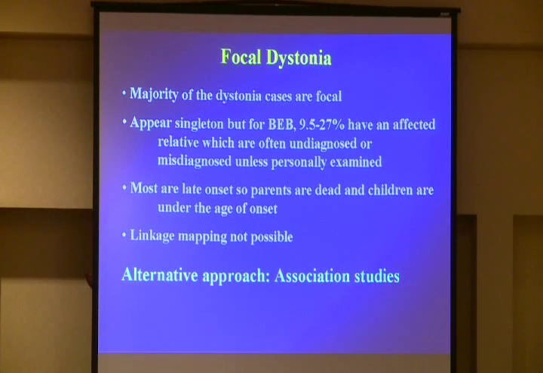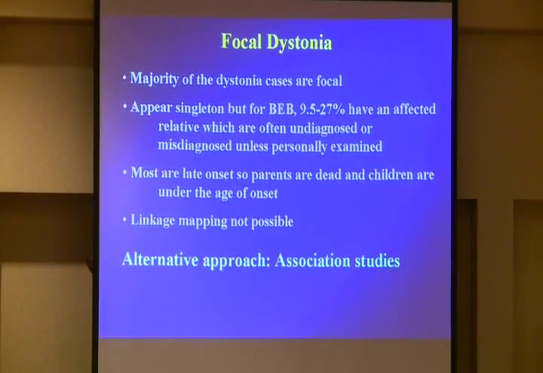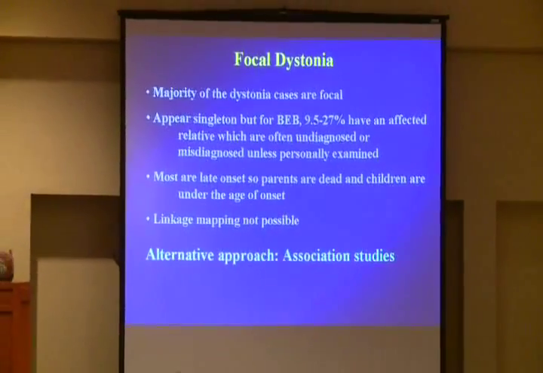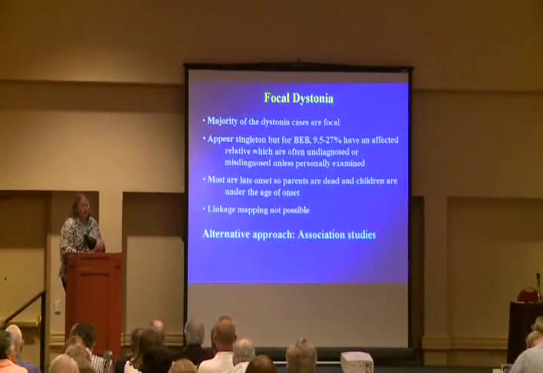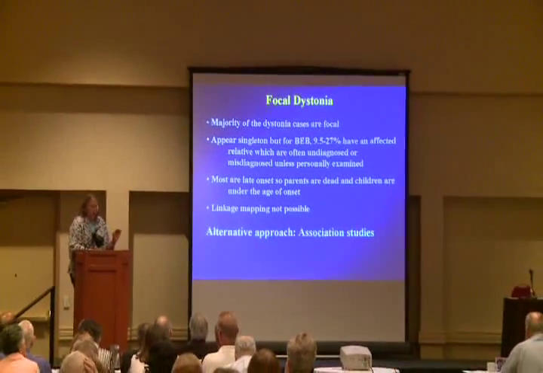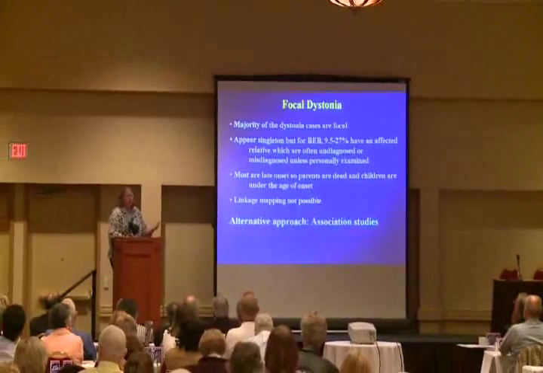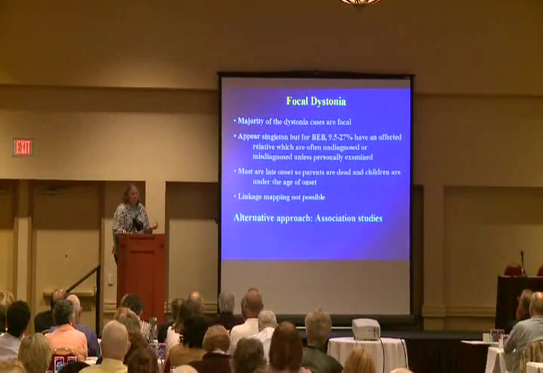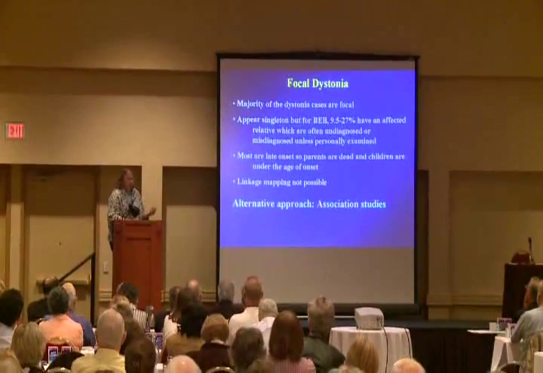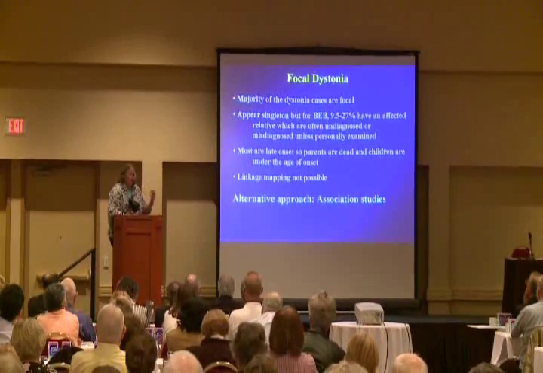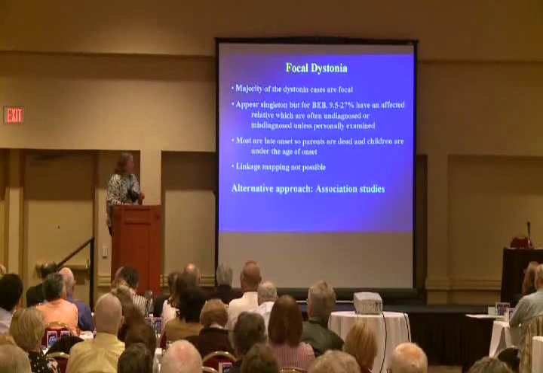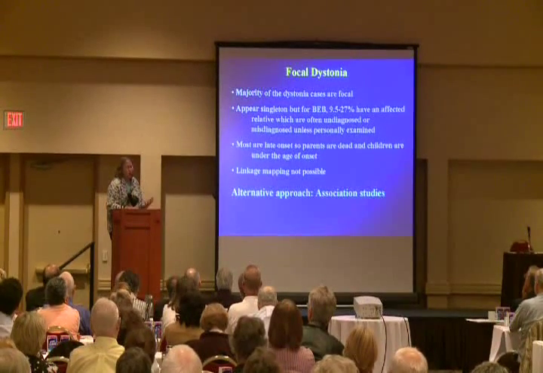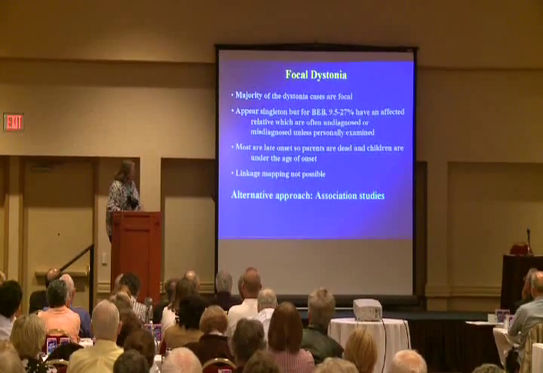Because all of those kinds of questions would help to elicit the fact that there are other people in your family with different kinds of focal dystonias. So if the doctors don't ask the correct questions, they're not going to get the correct answers from you. And that's why it's very difficult to figure out how much genetics is involved in focal dystonias, because the focal dystonias look clinically very different from each other.